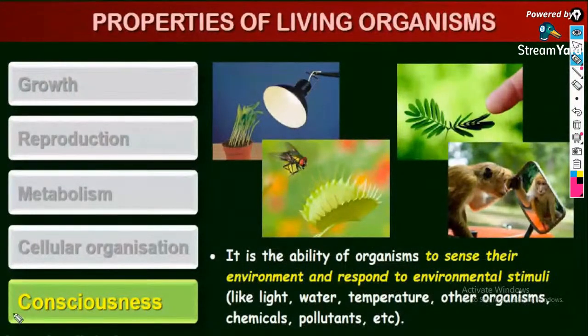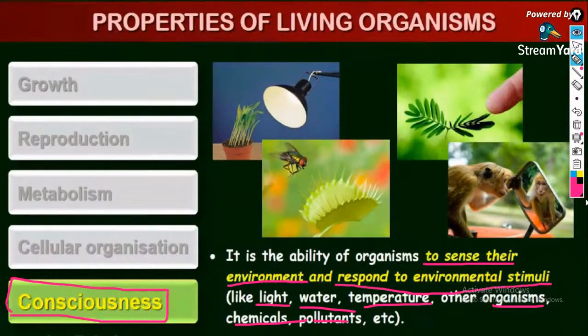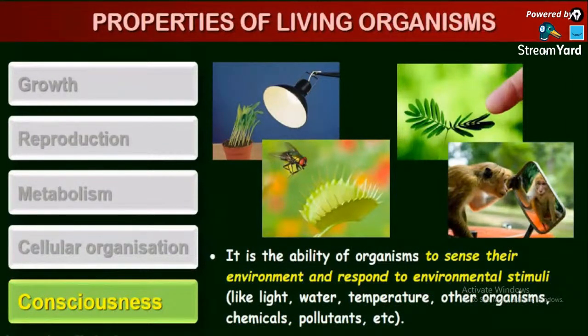Okay. Next, the last and the fifth one is consciousness. Consciousness is the ability of an organism to sense their environment and respond to the environmental stimuli. Consciousness can be defined as the ability of an organism to sense their environment and respond to the external stimuli. So, for example, light, water, temperature, other organisms, chemicals, and pollutants. Hope you know what is meant by stimulus. What is consciousness? Am I right? Everybody knows the answer for the stimuli and everything.